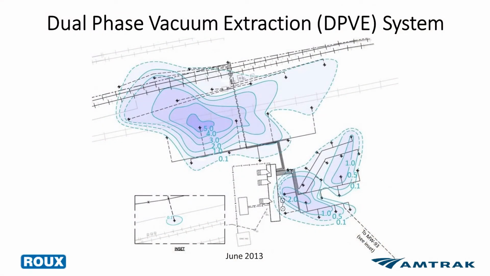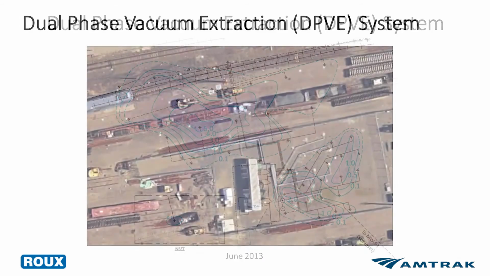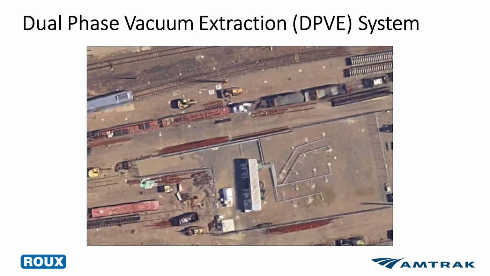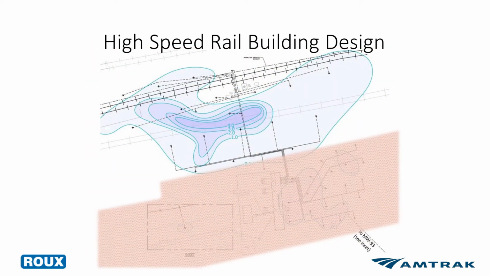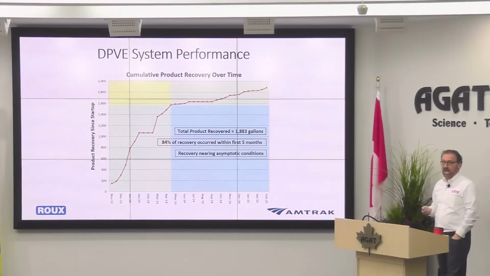So here just shows the multi-phase extraction system they had set up across the site. There's an air photo. That linear building you're seeing up and down the bottom of the photo is the treatment system. This just shows you where the treatment system's actually sitting, where they actually wanted to develop a new high-speed train facility. Interesting. So they had to do this and clean it up before they would get actual approval to do it.